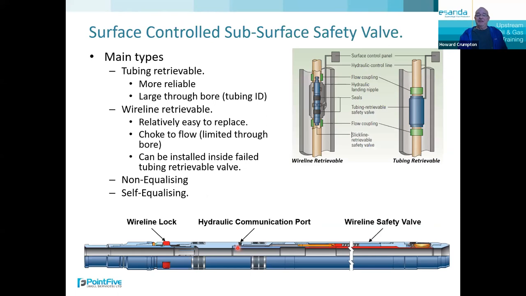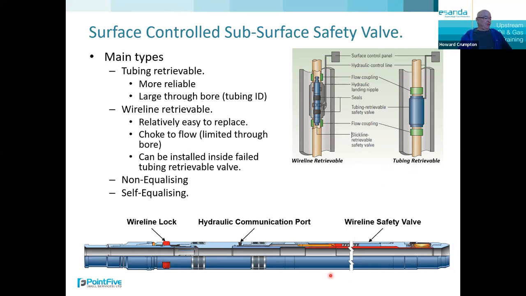There are two main types of safety valve in use today. One we call tubing retrievable. The tubing retrievable valve is run as part of the production tubing, and it has pretty much the same internal diameter as the pipe. These are far more reliable, and they have a much larger bore through them, so they're less restrictive to flow. The other type is a wireline retrievable valve, so it's run inside the production tubing and located in what we call a nipple profile set on it.